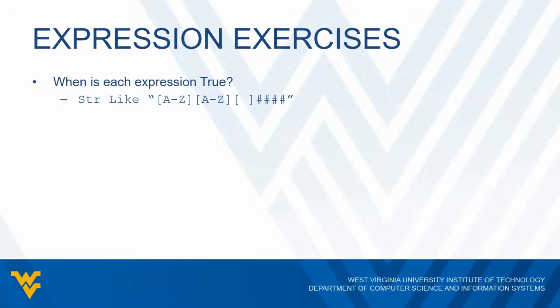Well, let's look at what we have here. So we see that we have the range capital A to capital Z first. So that means the first character has to be a capital letter. And then our second character is another range from capital A to capital Z. So we have to have another capital letter. It can be any capital letter. And then we have square braces with a space. And that means the third character must be a space. There's no other option to that. And then the 4 pound signs mean we have to have 4 digits.